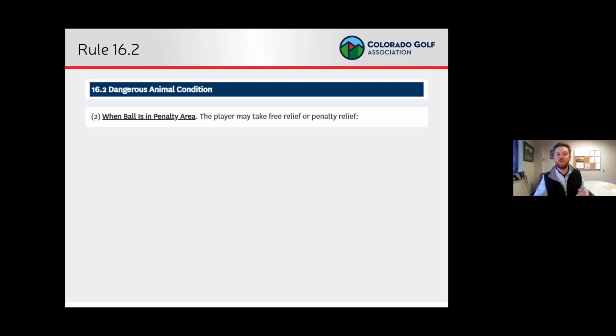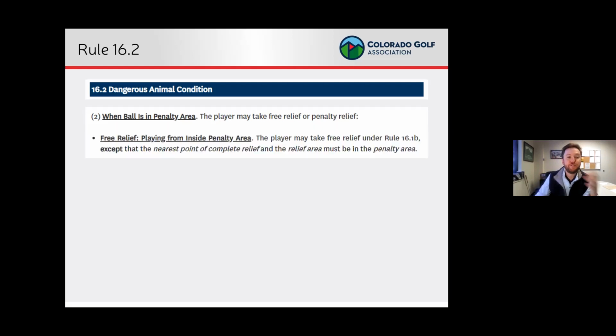So now we're bringing this back in the penalty area to say the player may take free relief or penalty relief. For free relief, meaning you have to play inside the penalty area. Your ball is confined to whatever the penalty area is marked. Your ball's in there. You got to play it. The player may take free relief under 16.1b, except that the nearest point of complete relief, which we'll see later what that is here, and the relief area must be in the penalty area. So again, when you establish that nearest point, you can't get outside the penalty area. You have to be in the penalty area when you take relief in this. It's still free potentially.